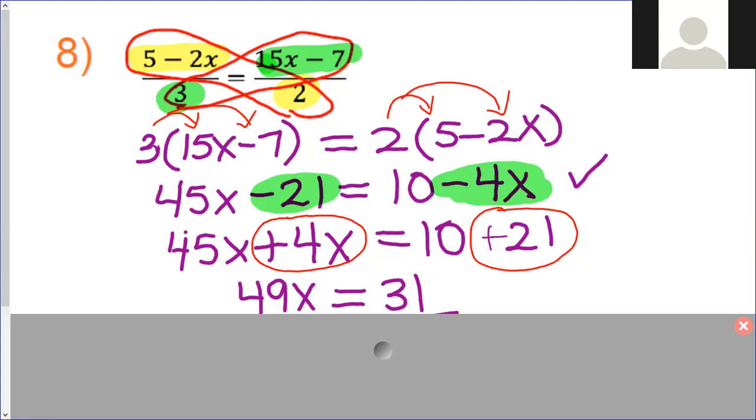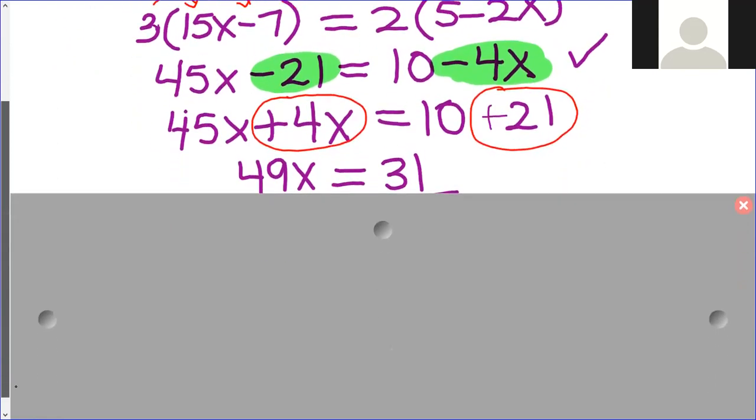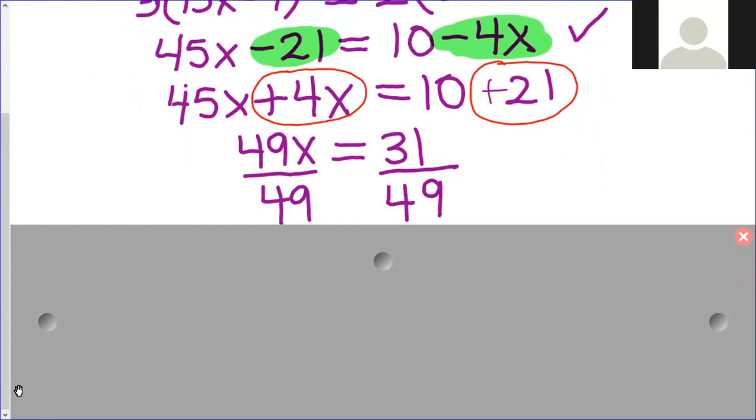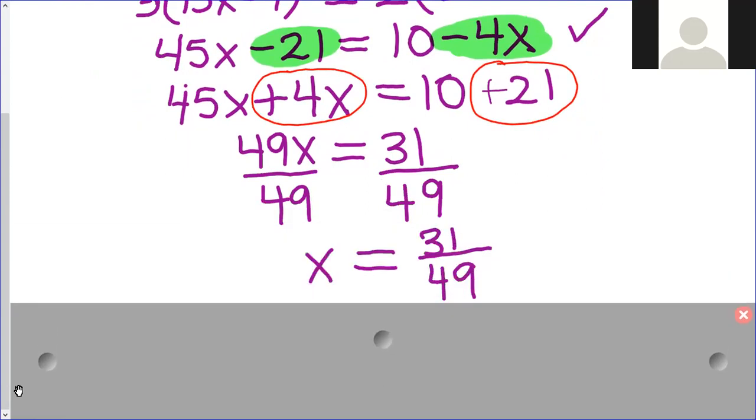So how do I simplify this a little bit more, William? Yes, how do I change it into a fraction though, Kelly? Yes, we're dividing both sides. So notice this fraction's a little bit more difficult than what I've given you in the past. 49x divided by 49, 31 divided by 49. So can we reduce this fraction? No, they don't have anything in common.